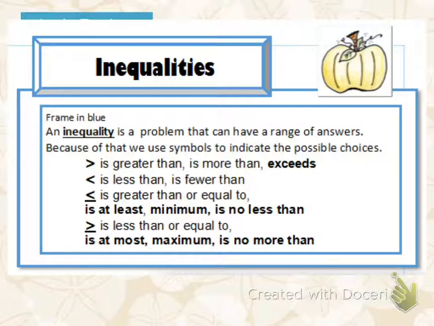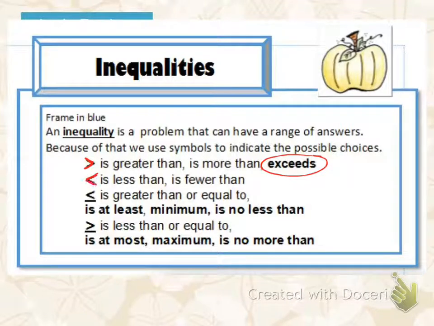Now, my experience is that you guys are very familiar with the first one, is greater than. It could also be written is more than or exceeds. Go ahead and highlight the word exceeds, because that one is not as common and people tend to miss it. So highlight the word exceeds. Okay, that's this symbol, is greater than. Okay. Now, the next symbol is less than.